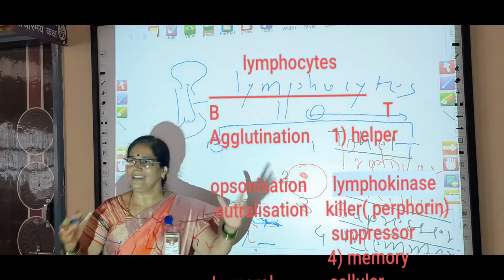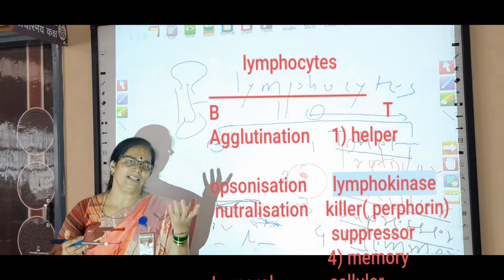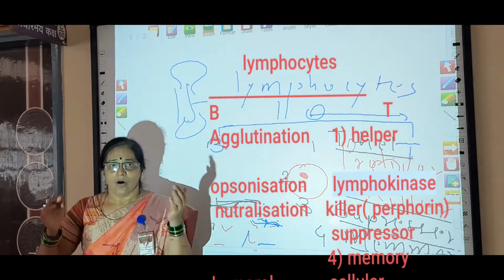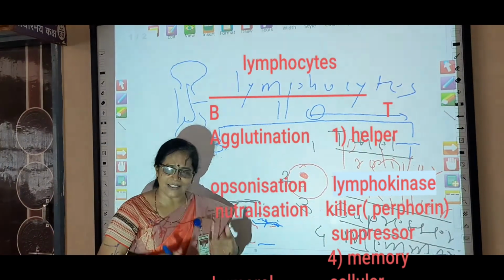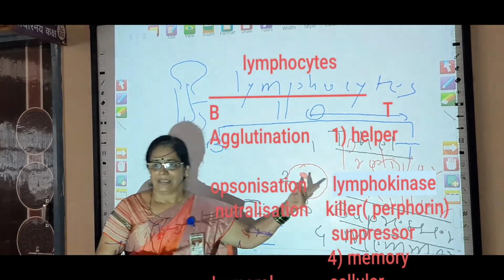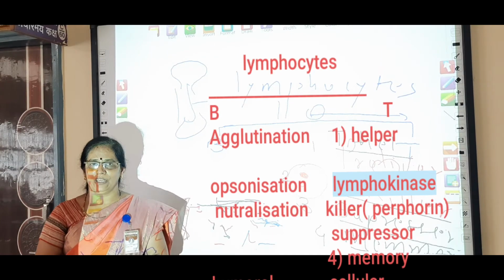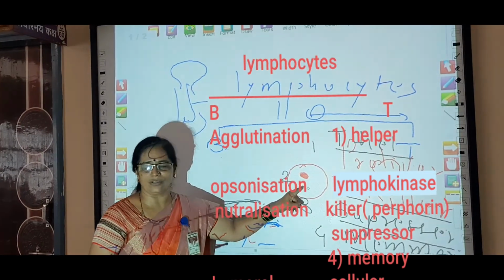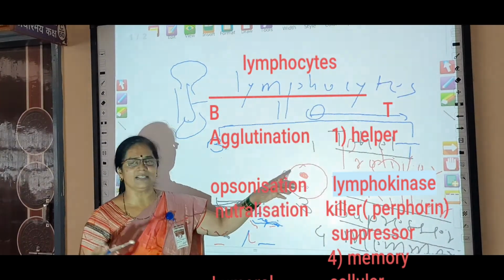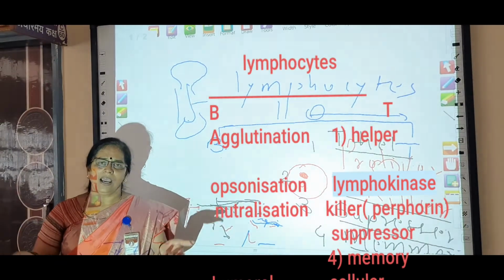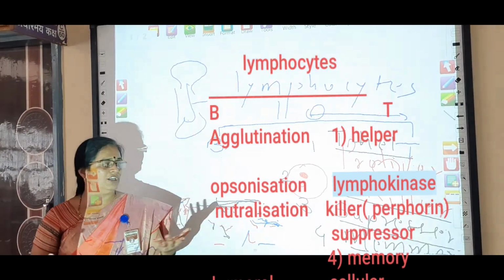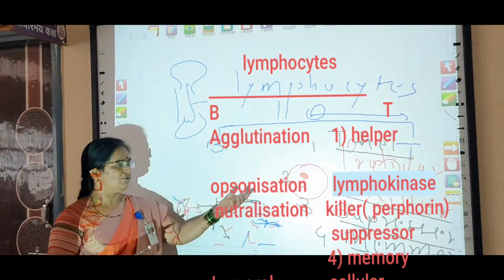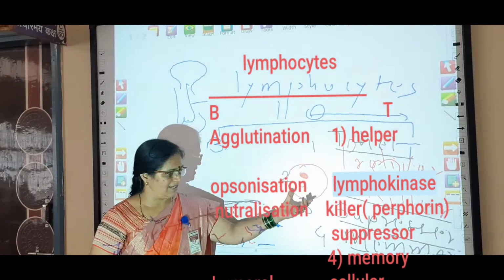T killer cell means it kills itself. Whenever the infection takes place in any cell, that cell gets killed by itself by secretion of cytotoxin or perforin enzyme. Perforin enzyme makes a hole in that cell, and here it secretes the toxic substances. Due to those toxic substances, it gets killed, along with the bacteria, the microbes and the pathogen. That's why it is called the T killer cell.